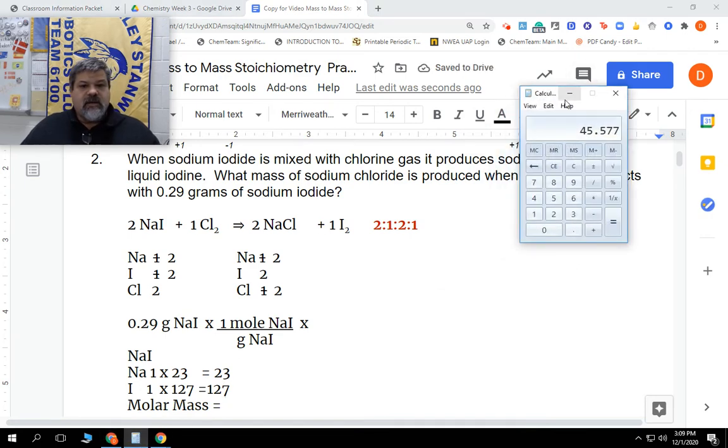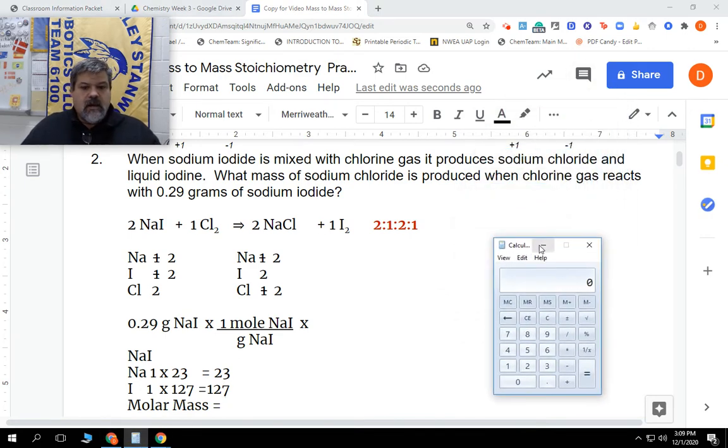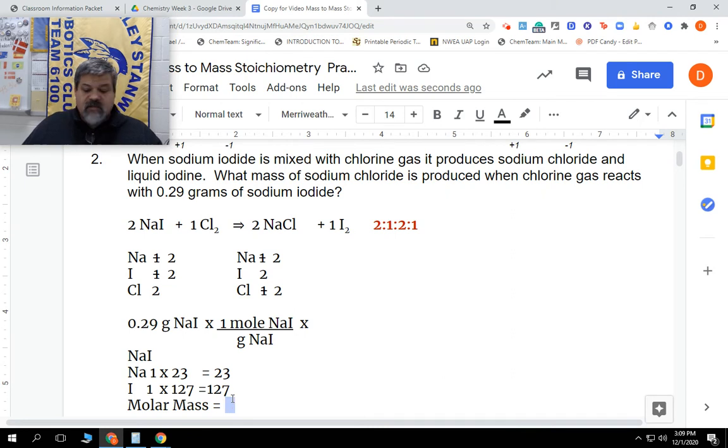So we'll pull out the calculator. Okay. And we will go 23 plus 127 equals 150. So that's going to be 150 what? Well, it's 150 grams of NaI. So there's our molar mass. So now we know that it's that. So we're going to put 150 right here.